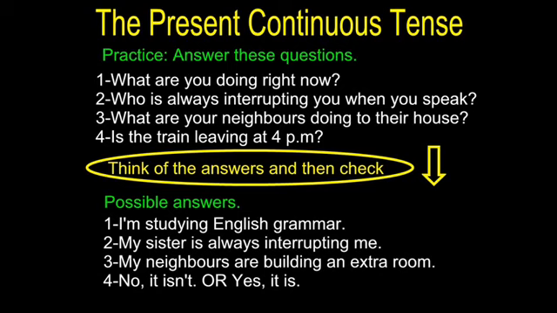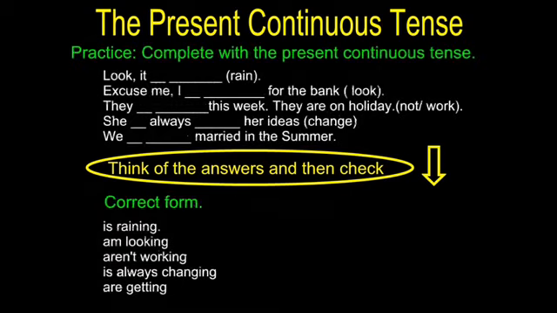Now we're going to see some possible answers. The first question. What are you doing right now? I'm studying English grammar. Who is always interrupting you when you speak? My sister is always interrupting me. What are your neighbors doing to their house? My neighbors are building an extra room. Is the train leaving at 4 p.m.? No, it isn't. Or you can say, yes, it is.